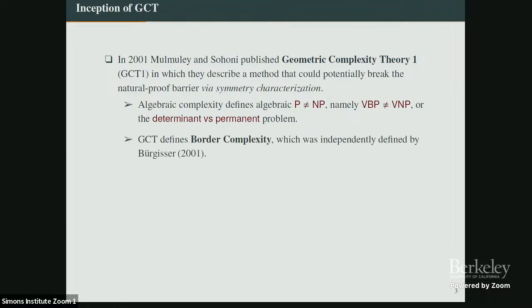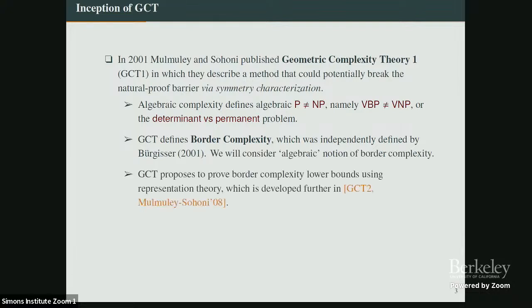Now in this paper, Mulmule and Sohoni defined it more geometrically, but you can also define it independently. Peter Burgisser, in 2001, almost in the same year, defined something similar more algebraically, and we'll see the algebraic definitions in this talk, but they are sort of the same. So I'll talk about border complexity in the algebraic setting just via the lens of Waring rank and border Waring rank that I'll define in the coming slides.